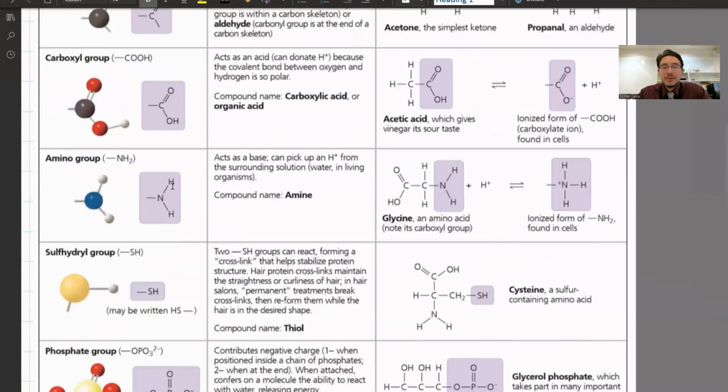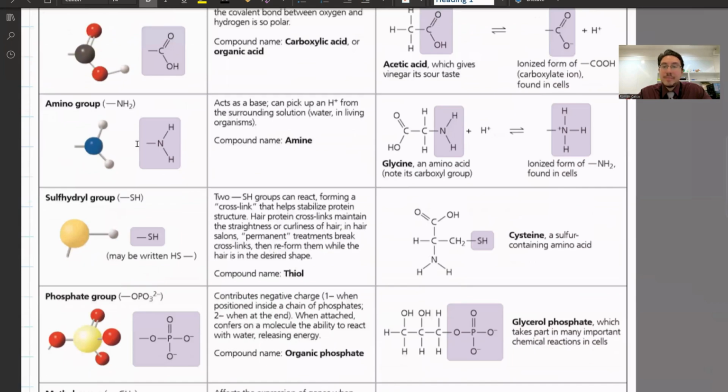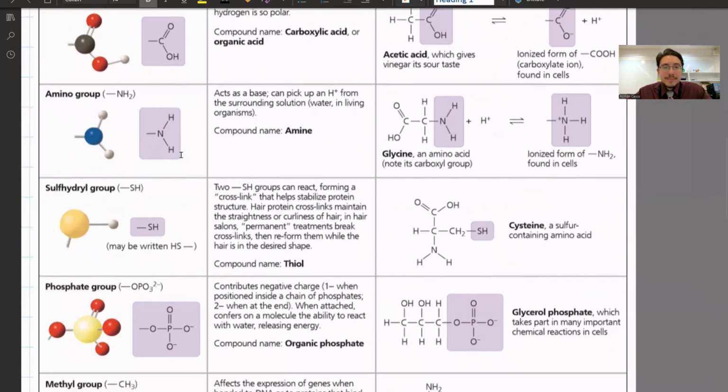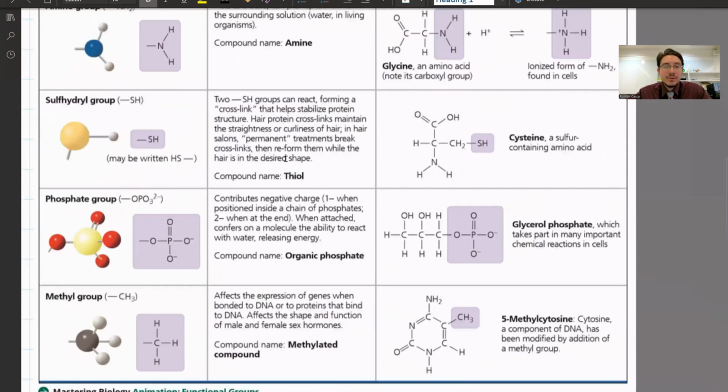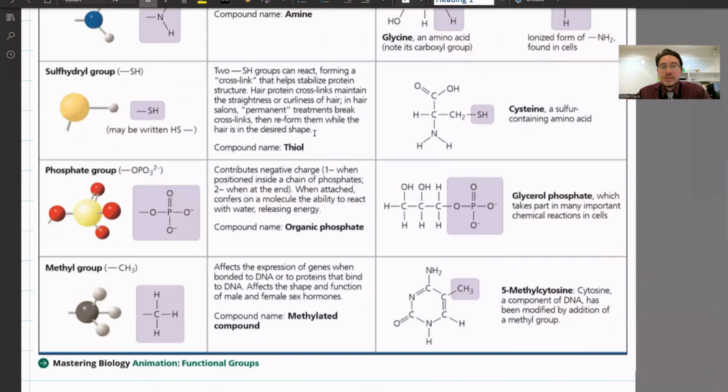You have an amino group now. This acts as a base, very, very important for amino acids. Okay. Yes, and they're referred to as amines. This is an example of glycine, an amino acid. You have a sulfhydryl group. Usually the compounds that have this SH are thiols. Cysteine is an example. A phosphate group.